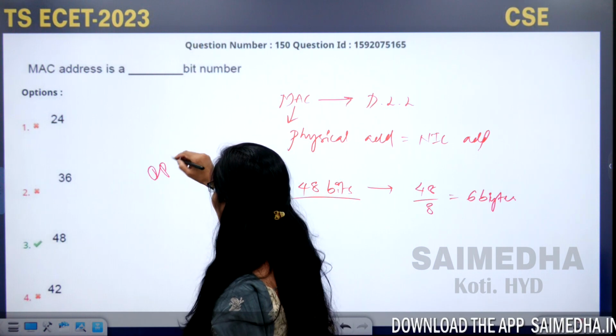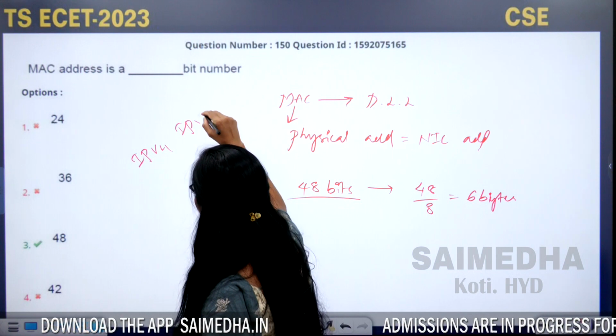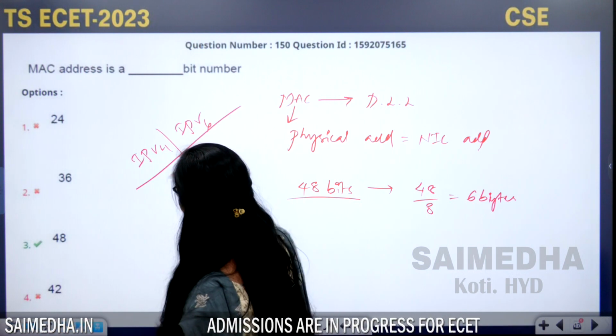Coming to the IP address, there are again two types: IPv4 and IPv6. IPv4 uses 32 bits.